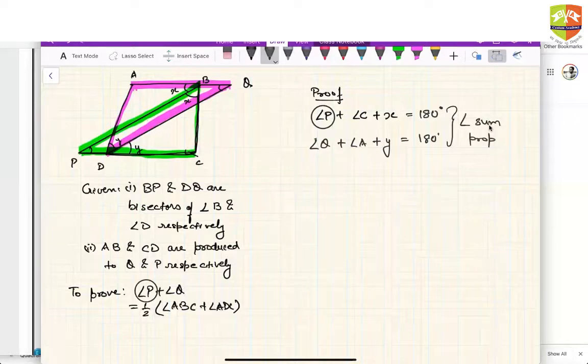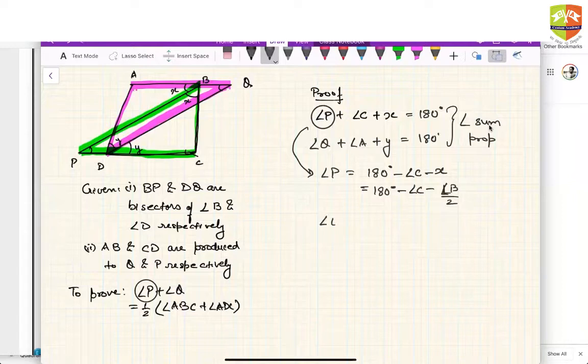Now I want to get angle P plus angle Q. Either you can represent P in terms of all other angles and Q in terms of all other angles and add, or you can add these two equations right away. For making your life easier, I'm expressing it like this. Angle P is equal to 180 degrees minus angle C minus X, and X is half of B, so I can write this as 180 degrees minus angle C minus angle B by 2. I hope it's clear to all. Next, angle Q is equal to 180 degrees minus angle A minus Y, and Y can be written as angle D by 2. Angle X is B by 2 and Y is D by 2, isn't it?